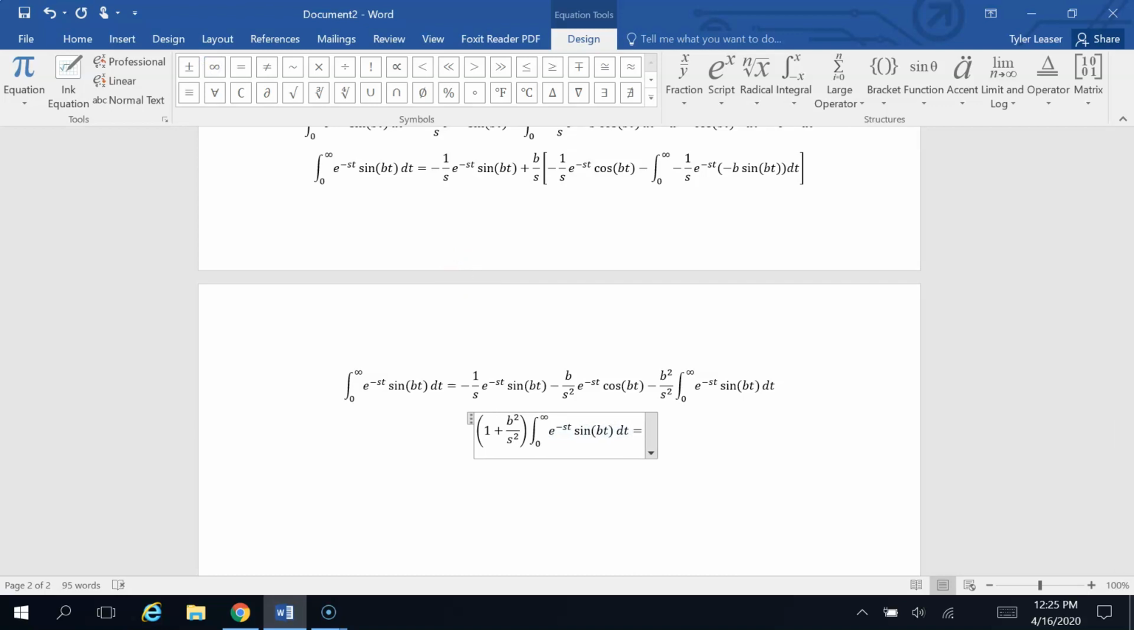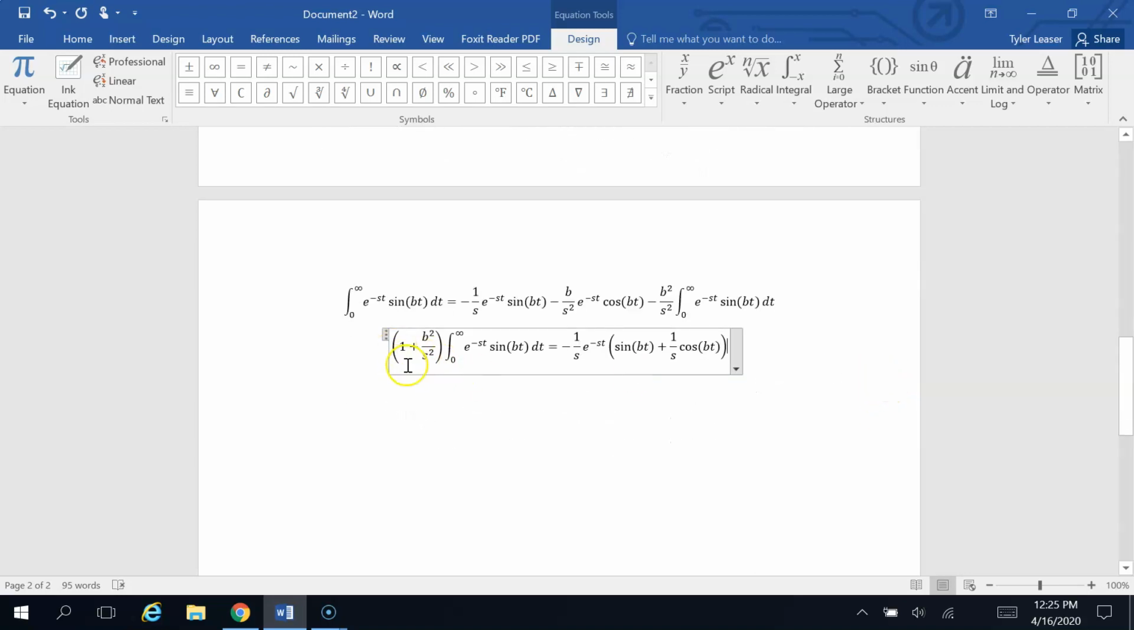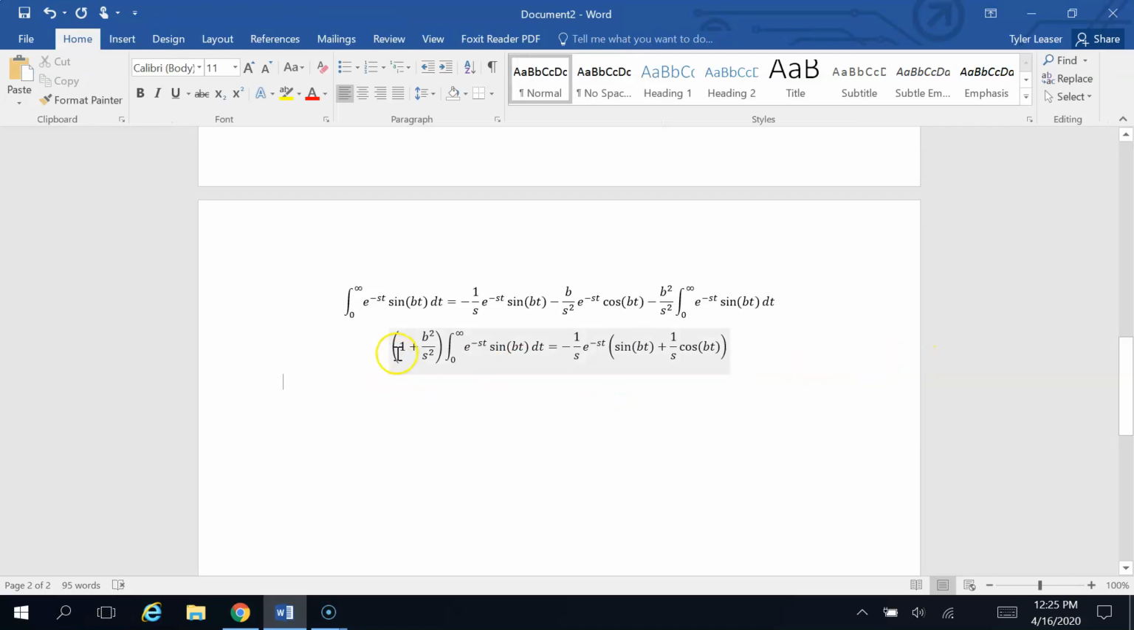All right, that's going to be equal to the right-hand side, which we can clean up a little bit by factoring a 1 over s, a negative 1 over s, I guess, and an e to the negative st. That'll leave us with just sine bt plus 1 over s cosine bt. Last step will be dividing by this 1 plus b squared over s squared. And we're also going to clean it up quite a bit at this point. So, multiplying, or I guess dividing this over and then cleaning it up, we get this.